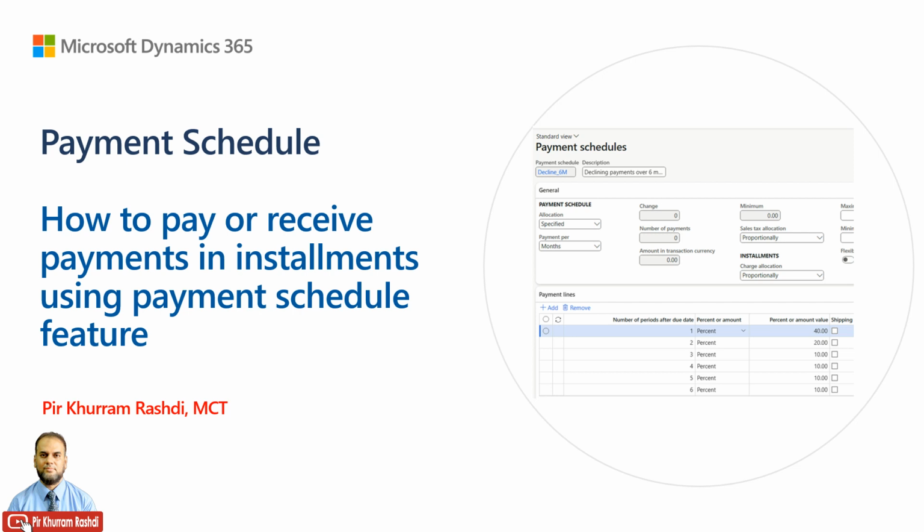Hello viewers, in today's session we will cover one functional topic, and that topic is also a very useful topic when in the industry you want to pay or receive amounts or payments in installments. So there is one feature in D365 called the payment schedule feature, where you can split your payments, whether it is on the receivable side or on the payable side. You can split it into different installments.